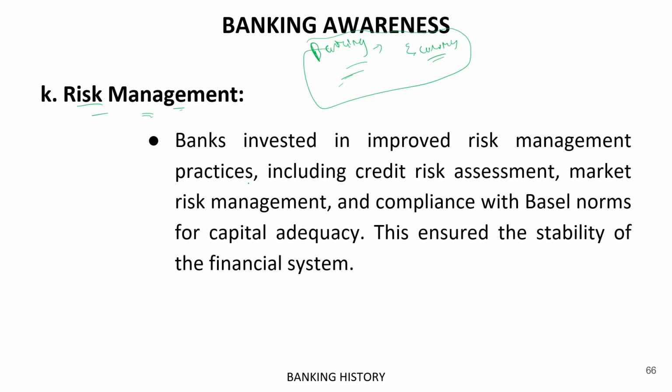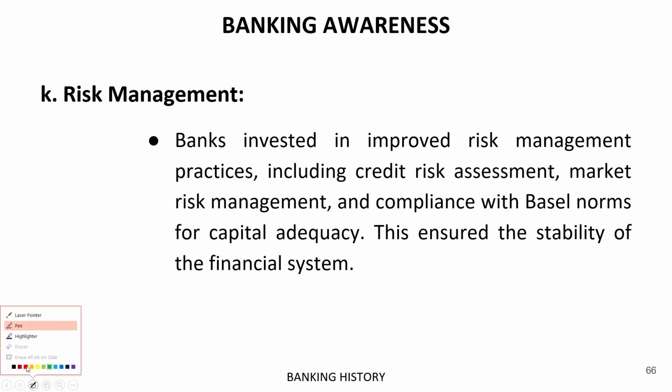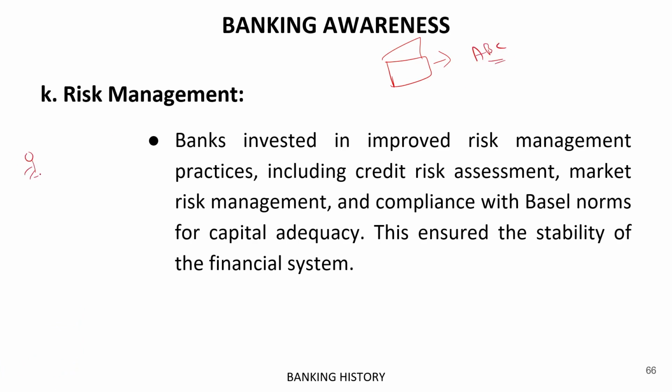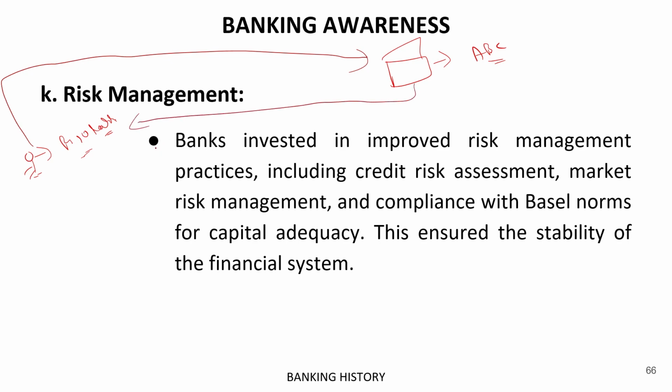Okay. So if we talk about the practices, including credit risk assessment, what is that? Suppose this is the bank called ABC. This is the person who requires rupees 10 lakh as a loan from the bank. Okay. And if that person reaches the bank and asks for the loan, what do you think? Will the bank grant the loan immediately or easily? No. There is documentation. There is verification. There is collateral security, or collateral mortgage, you can say.